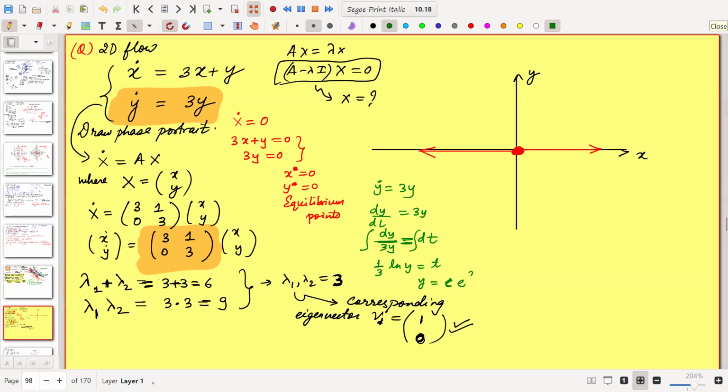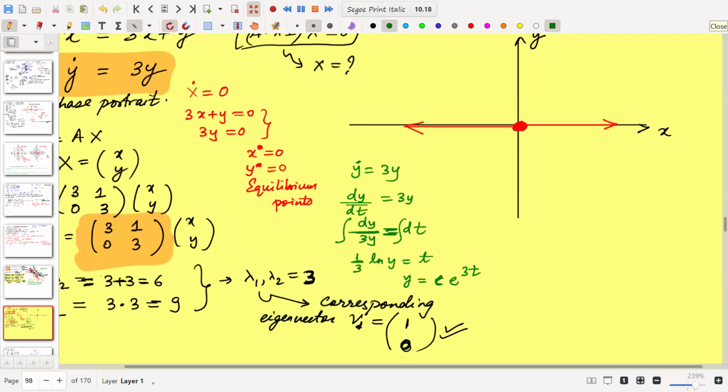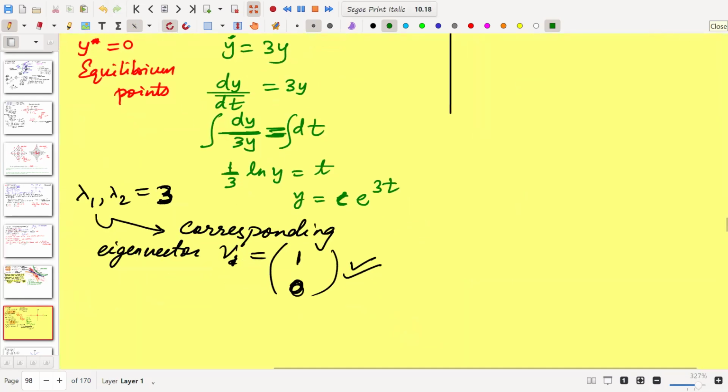Y equals some constant c e to the power 3t. Right? So what is c? Y equals c e to the power 3t, I wrote. Now what is c? That's the question I am asking.